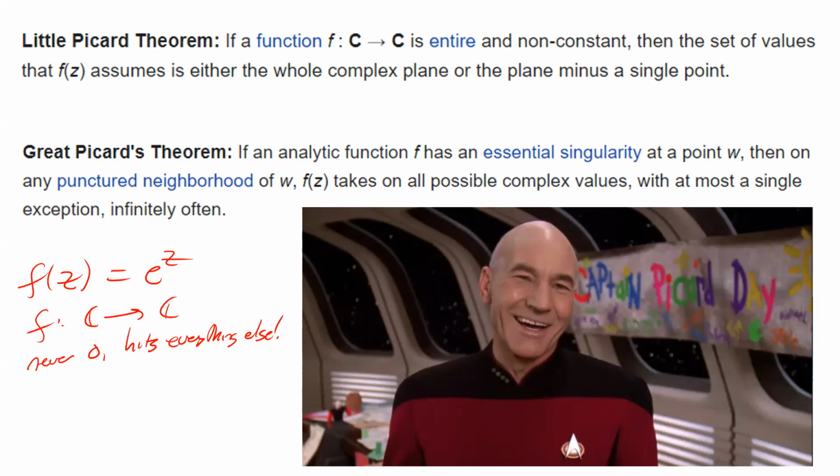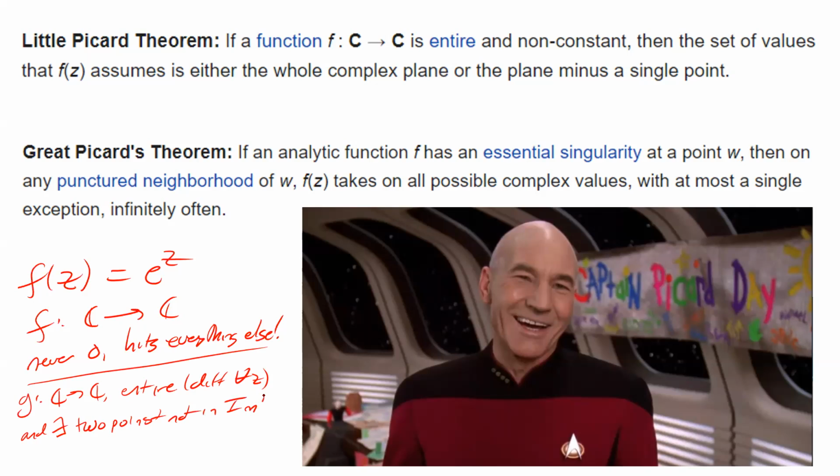But it is absolutely amazing that you can miss at most 1 point if you are a complex valued function that is differentiable on the whole complex plane, on all of C. So what would happen if I told you G misses 2 points? So G is from C to C, it's entire, so it's differentiable everywhere. And there exist 2 points not in the image of G. What must be true? It's constant. G is constant.